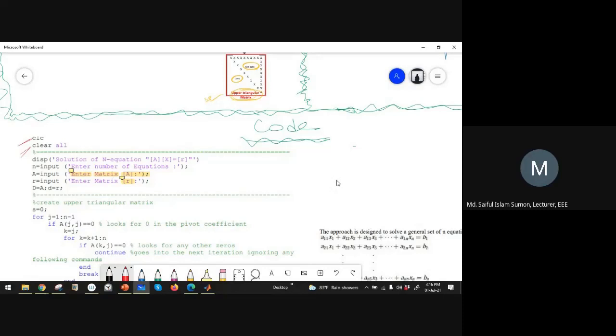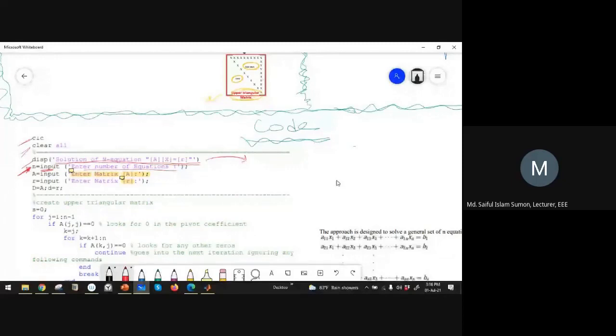Now display. With the help of display, it will simply show this as output at the first, nothing else. After this we are going to take input from the user. I'm going to take the number of equations that the user is interested in solving.